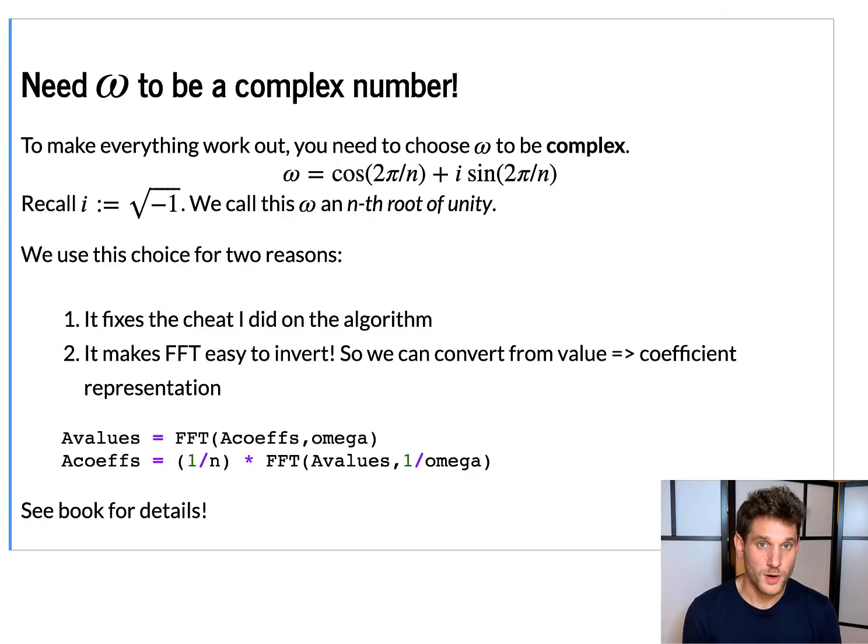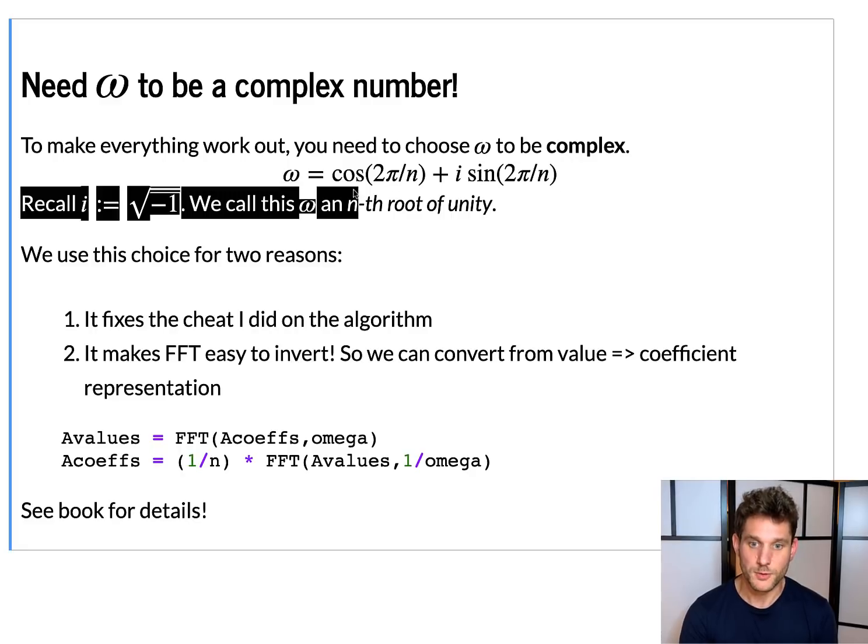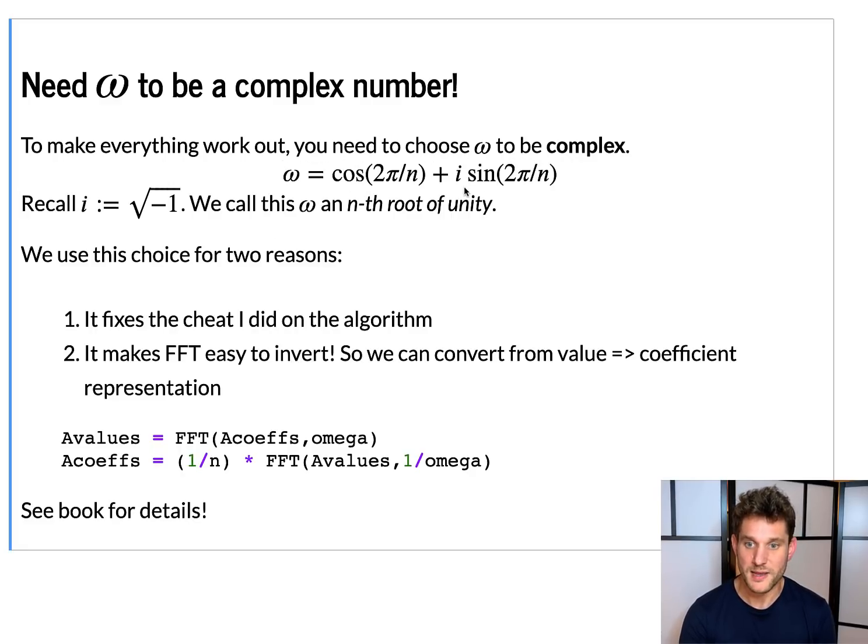What was I sweeping under the rug there? It turns out that to make this algorithm work well and efficiently, you need to pick omega to be what's called a complex root of unity. Omega is going to be this complex number. You'll notice in this complex number I have the number i. What is i? That's the square root of -1, the imaginary number. We call this an nth root of unity because if you take omega to the n, you end up getting 1. This is called an nth root of 1.